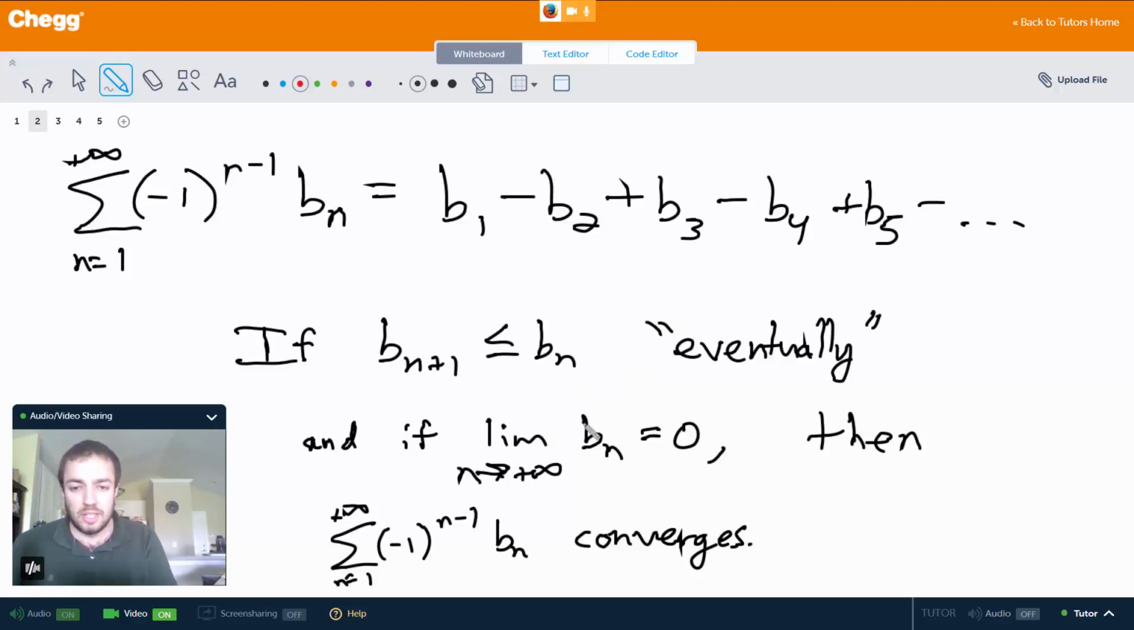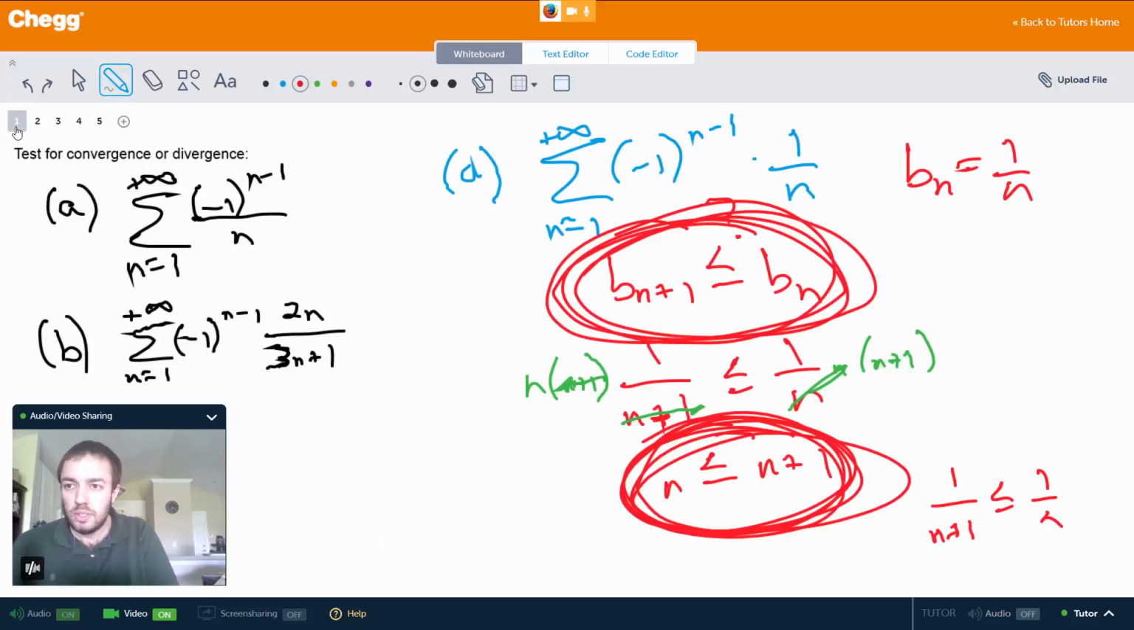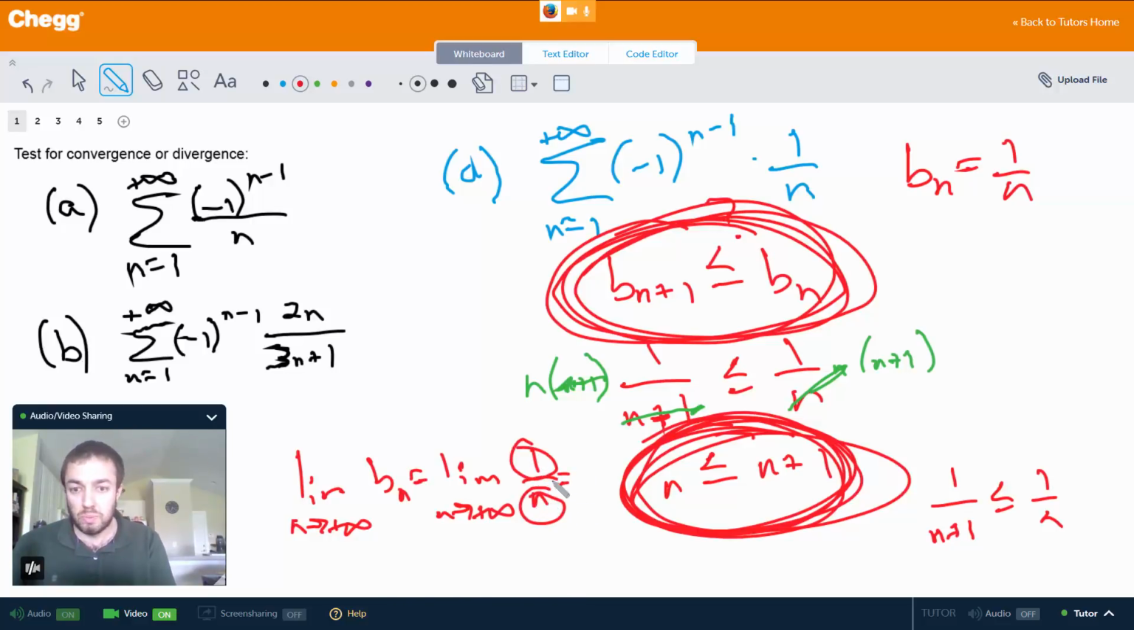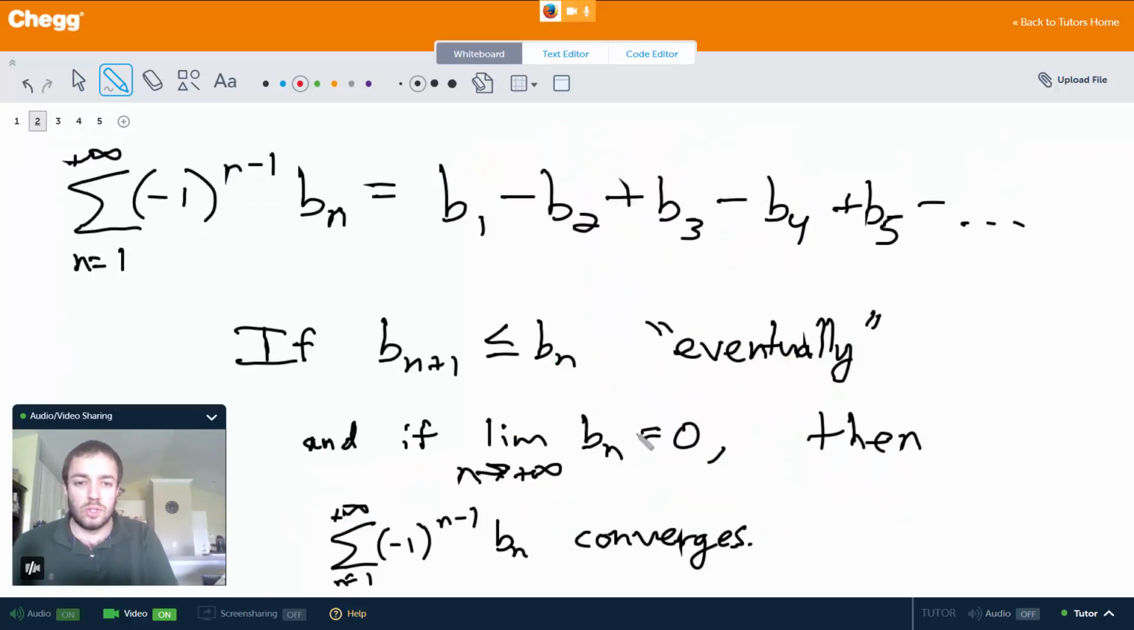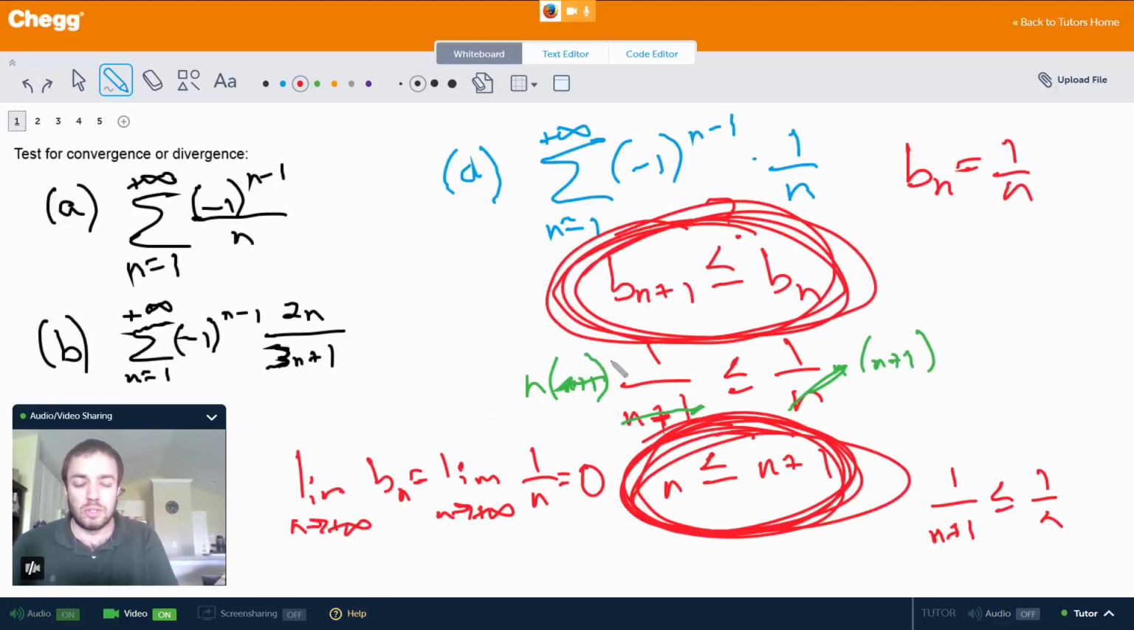And then how about the second condition? We need to also have this true. So we want to look at the limit as n goes to positive infinity of b sub n. Well, that's the limit as n goes to positive infinity of 1 over n. And what we have here is n getting really super huge, while 1 just stays 1. So we have 1 divided by super huge numbers, and the end result is just going to be 0. So yes, this is also satisfied. Both of these conditions are satisfied, and therefore by the alternating series test, this series converges.